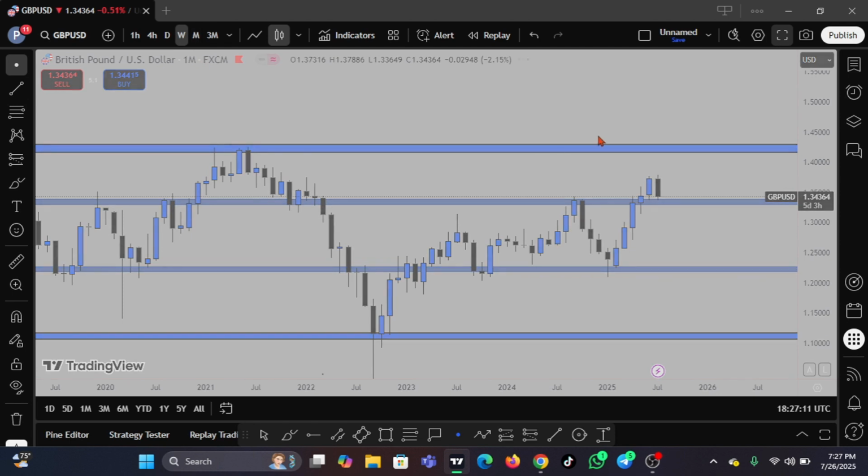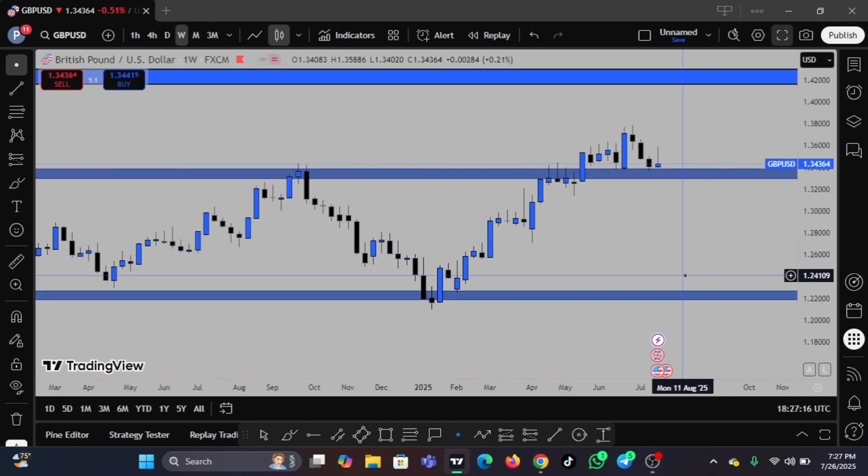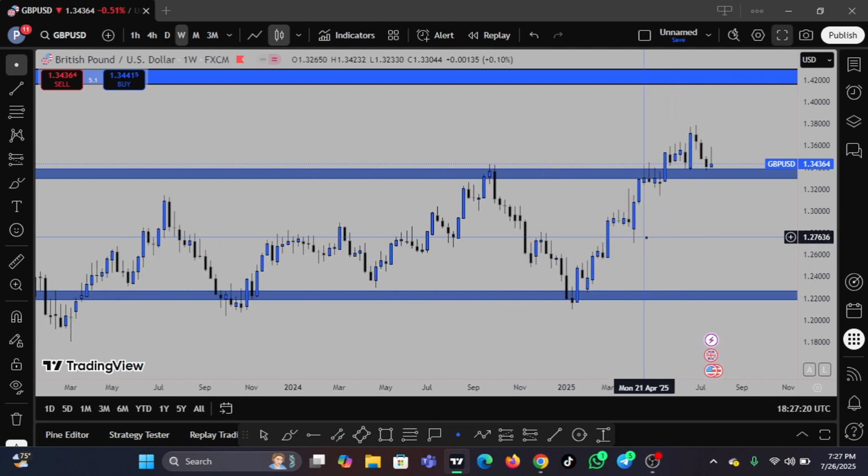So dropping down to the weekly charts, I'm seeing something that is now likely to support the bearish movement.